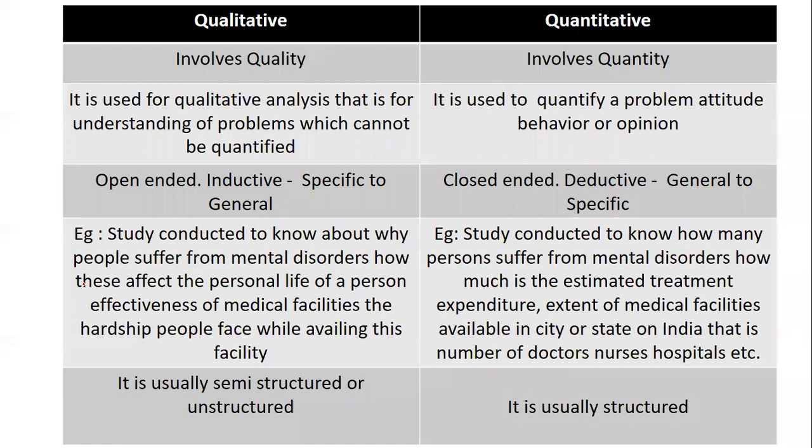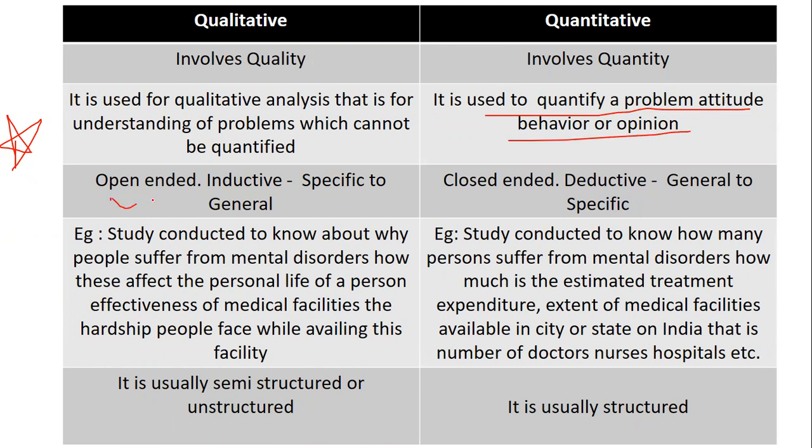Now, there are questions seen on qualitative and quantitative research. You have to be very confirm, because these are repeated again and again. Qualitative research involves quality, whereas quantitative research involves quantity. Qualitative research is about understanding problems which cannot be quantified, whereas quantitative research is used to quantify a problem, attitude, behavior, or opinion.